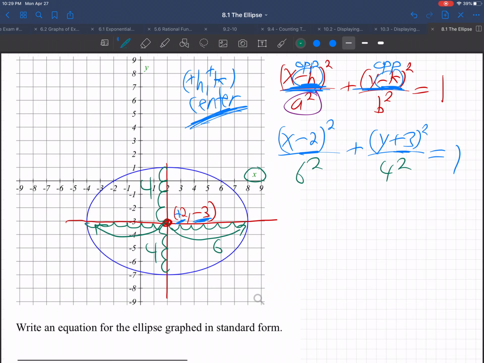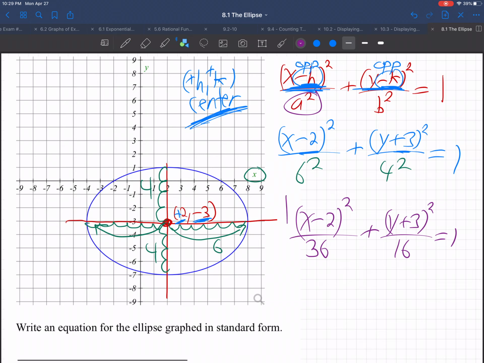So then our last step, we can rewrite this as (x minus 2) squared over 36 plus (y plus 3) squared over 16 equals 1. So again, make sure you're always using the opposite of the center. The opposite of plus 2 is minus 2 next to x. The opposite of minus 3 is plus 3 next to y when we put the center in the parentheses next to x and y. There we go. There's the equation.